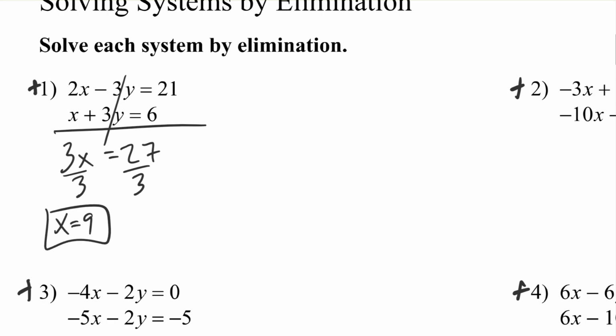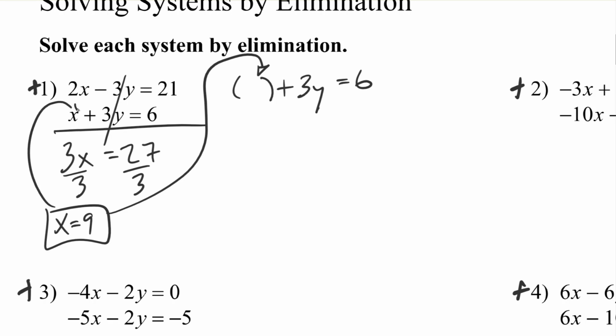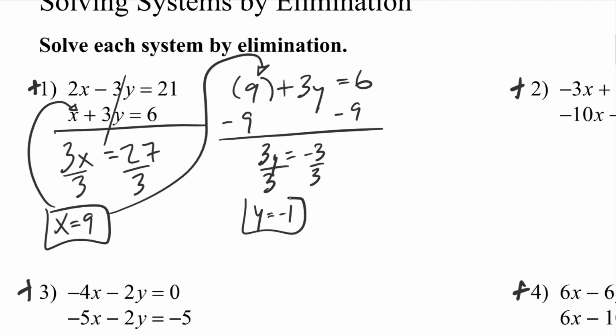Then I can take this value of x and substitute it into either equation. I'll pick the bottom equation, x plus 3y equals 6, and we're going to substitute in a 9. So we'll subtract 9 from both sides. 3y equals negative 3, divided by 3, and y equals negative 1. So our point where the lines intersect is 9, negative 1.